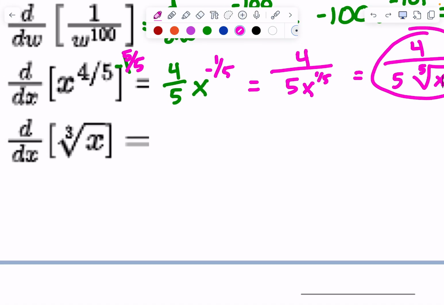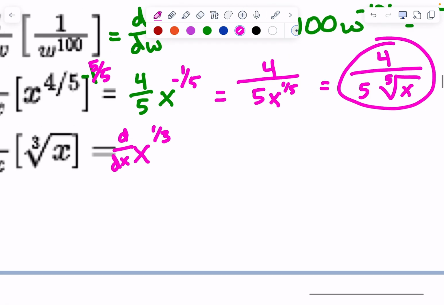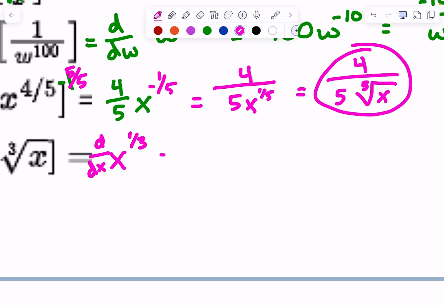Okay, let's do this one. What's the cubic root of x look like as a fractional exponent? X to the 1/3. Yeah. You wouldn't move it, no. Okay? Great question. 1/3 x to the, if I subtract 1, what's 1/3 minus 1? Negative 2/3, right?